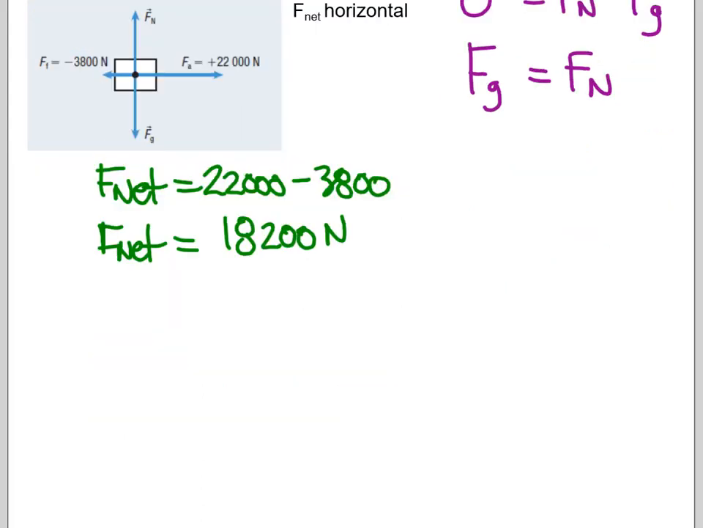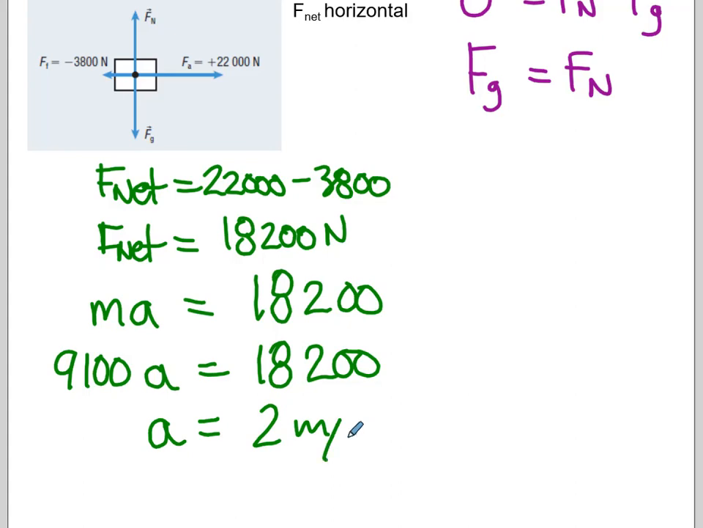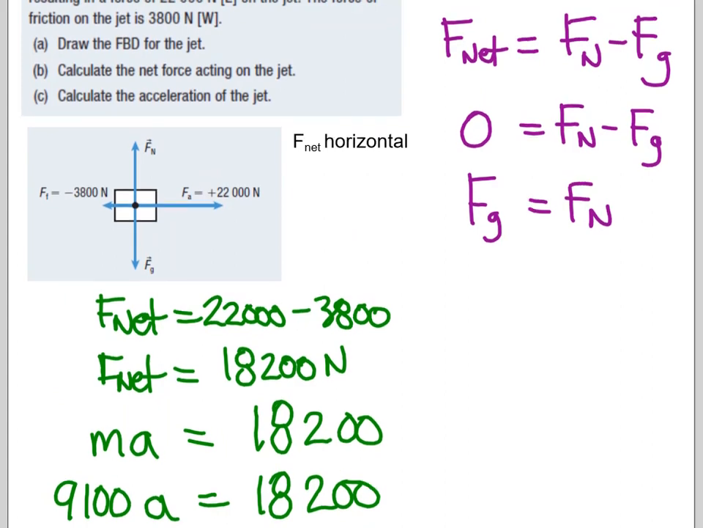Okay, so now the net force, though, we can rewrite. F net can be replaced with mass times acceleration. So if I have all of that equal to 18,200, the mass of the plane is 9,100, and you can see I'm going to get some really nice numbers here. So when I divide that out, I get an acceleration of 2 meters per second squared. Okay, so we've got the acceleration of the jet, we've got the net force acting on the jet. It's only the horizontal direction. This is our F net here. Okay, it's the unbalanced force, and there's no change in the vertical direction.